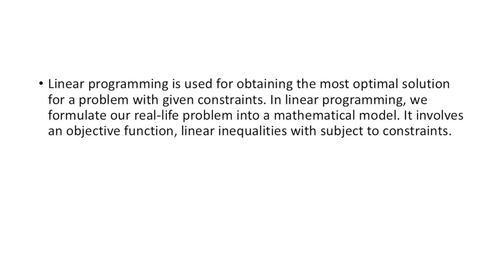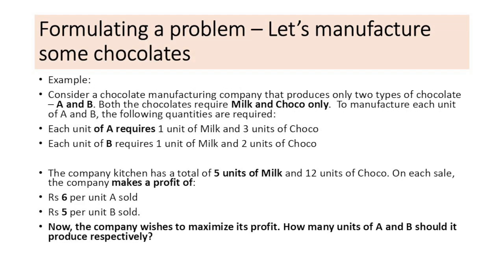So finally we can say that linear programming is used for obtaining the most optimal solution for a problem with given constraints. In linear programming, we formulate a real-life problem into a mathematical model, and it involves an objective function and linear inequalities with subject constraints. So this is an example of a linear programming problem.